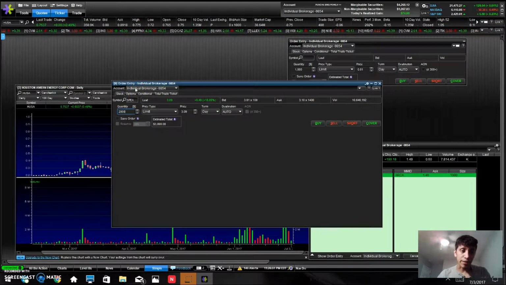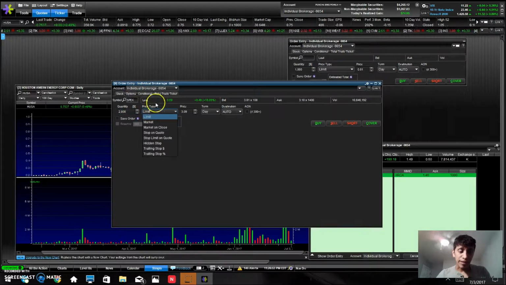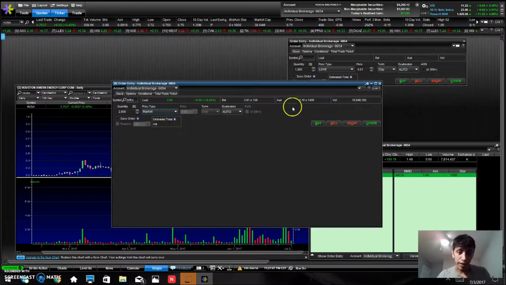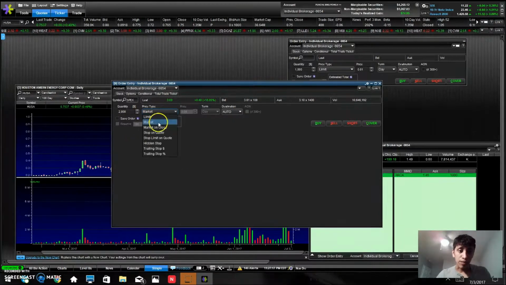So if I want to buy 2,000 shares, price limit here tells me whether I want to buy at a limit, which is I want to buy this stock when it's at 3.09, only at 3.09. You can do market. It will sell it to you for whatever the market is giving it to you for right now. They're trying to sell it for 3.10, and people are buying it at 3.01. So that would be market. Market on close, that's obviously after hours. Stop on quote, stop limit quote. These are all to prevent it from ever dropping below a price that you want to sell it at.